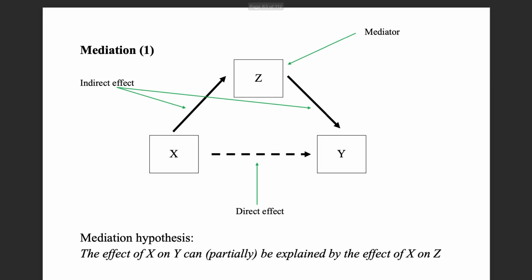So mediation hypotheses generally take the shape of something like the effect of x on y can be explained by the effect that x has on z, or at least partially explained, because often we realize that there might be other reasons why x has an effect on y, but at least we know one theoretical mechanism that connects x and y. So then we can say that the effect of x and y can at least partially be explained by the effect of x on z, by this indirect effect. So that's the general shape of mediation hypotheses. They will generally be formulated something like this.